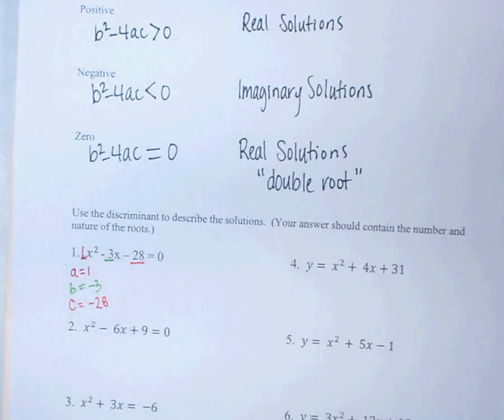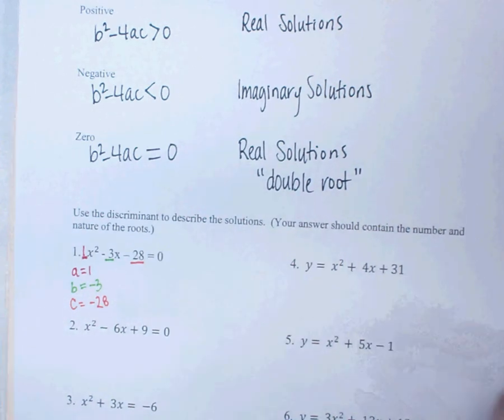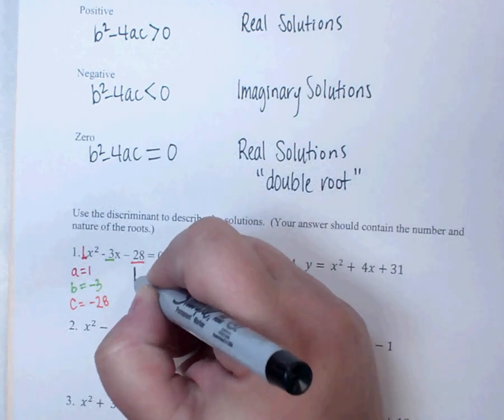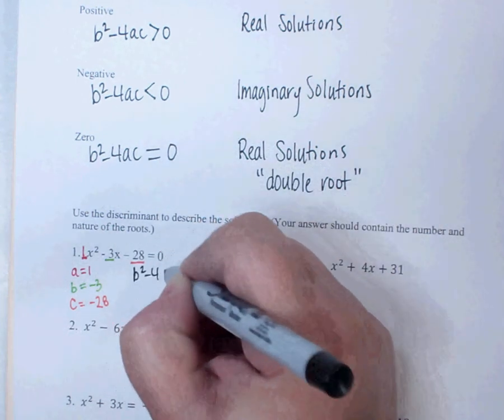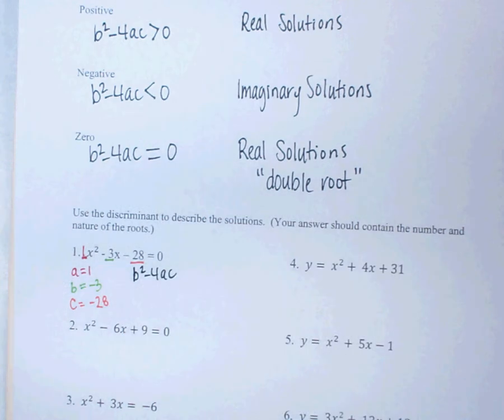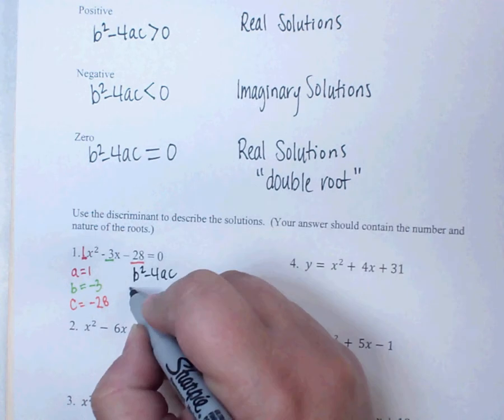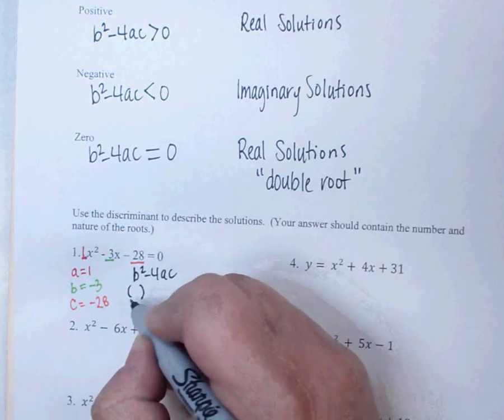So now what we're going to do is figure out what the discriminant is. So I'm going to write down my formula for the discriminant. It is b squared minus 4ac. Now I'm going to take these numbers and plug them in. So b squared, so in place of b, I'm going to put the -3.